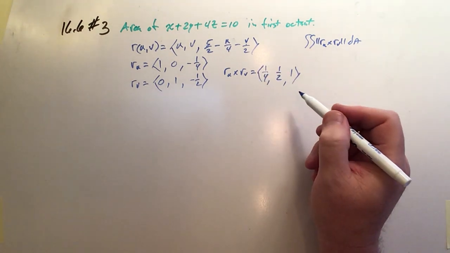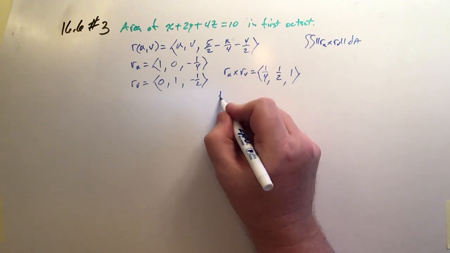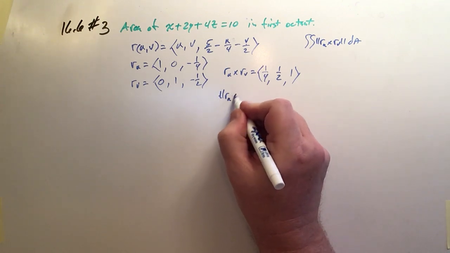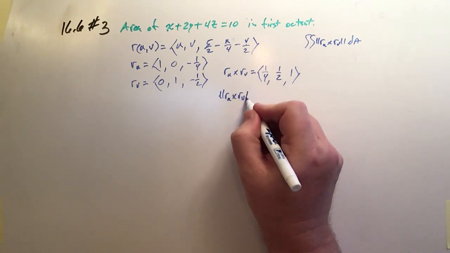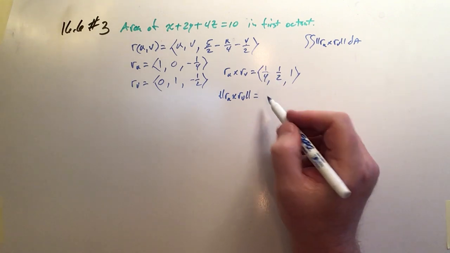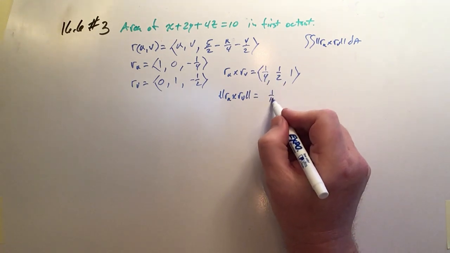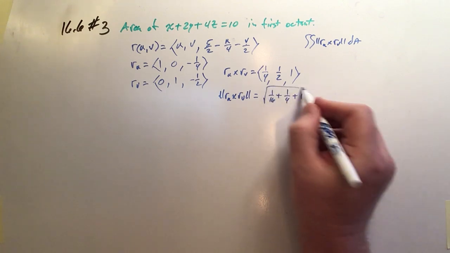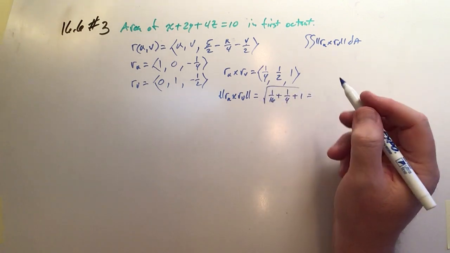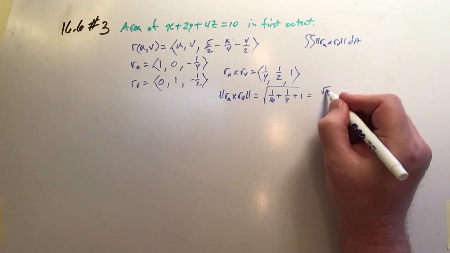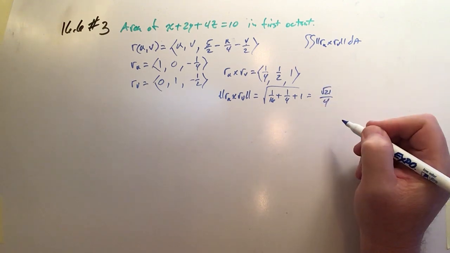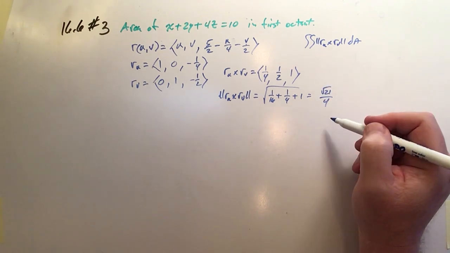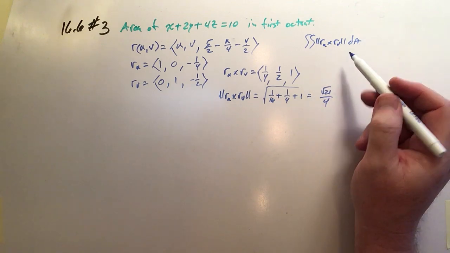And then we want the magnitude of that, so we're going to take this guy and apply the Pythagorean theorem. So this is going to be 1/16 plus 1/4 plus 1, and the whole thing under the square root. And that turns out to be radical 21/4. So that's what I integrate over these dimensions.